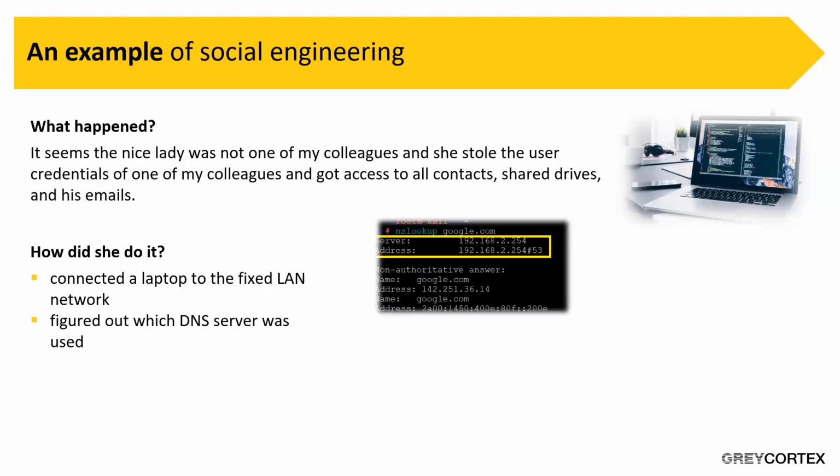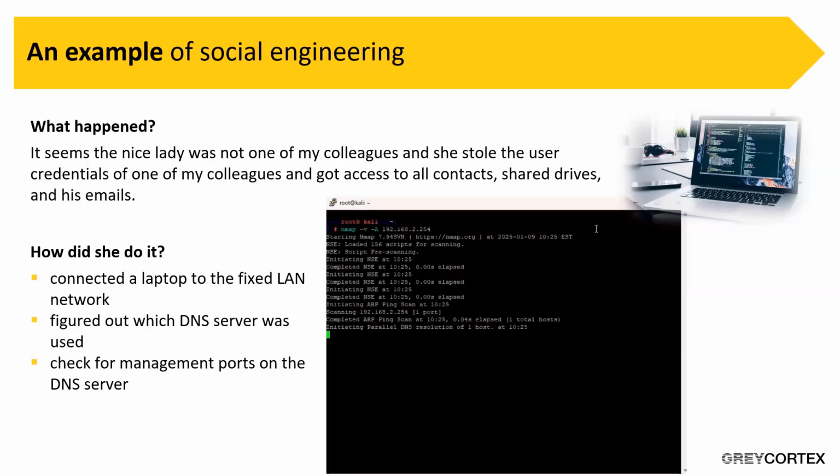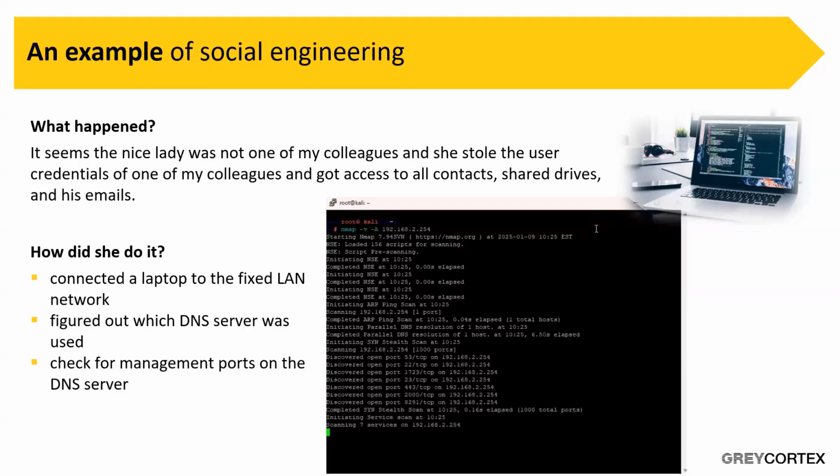first what DNS is used by the local area network. You can see the DNS server was 192.168.2.254. The next thing she did was check which ports are open on the DNS server with nmap. You run nmap against this specific IP, just checking which ports are responding.